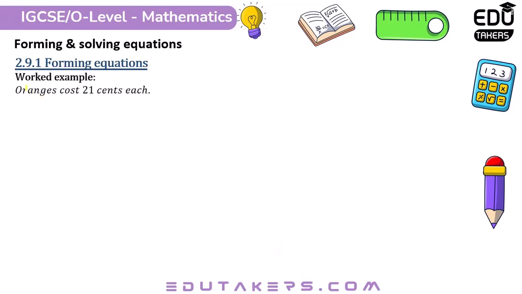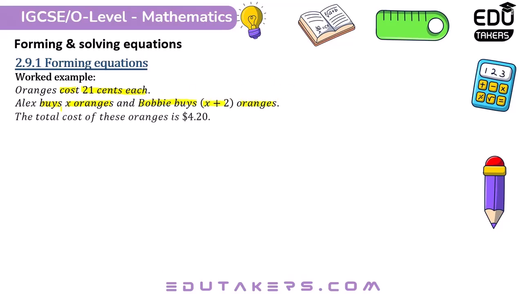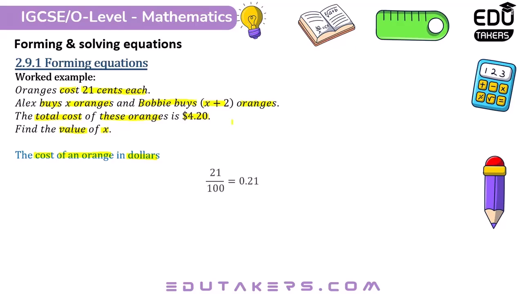Worked example. Oranges cost 21 cents each. Alex buys x oranges and Bobby buys x plus 2 oranges. The total cost of these oranges is $4.20. Find the value of x. The cost of an orange in dollars.